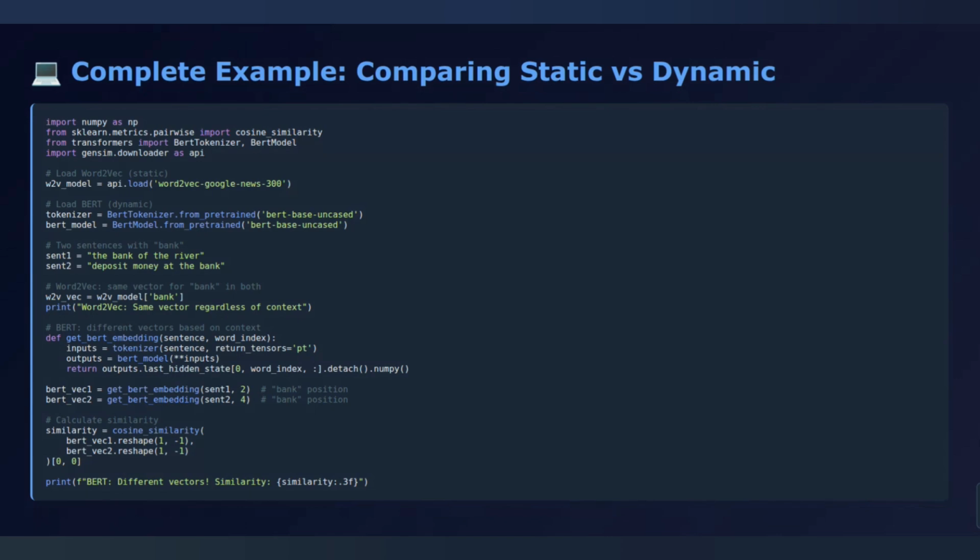But with BERT, we create a function to extract the embedding for bank at its specific position in each sentence. And when we calculate the cosine similarity between these 2 BERT vectors, we see they're different. This concrete example shows exactly what we've been talking about. Static is context-blind, dynamic is context-aware.